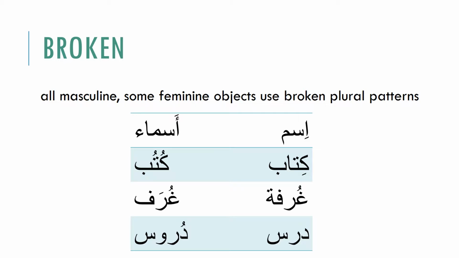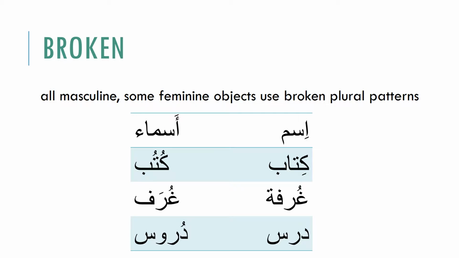There are a few different patterns that broken plurals tend to follow. You may have noticed that some words get an aleph inserted at the beginning and or the middle, like with ism and isma'a. Others lose a tamabuta and get a new fatha in the middle, such as with ghurfa, as it becomes ghuraf.